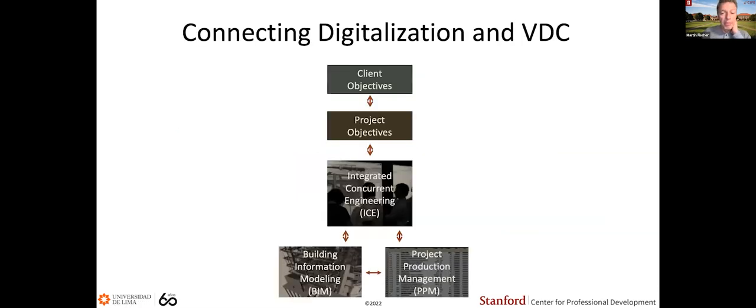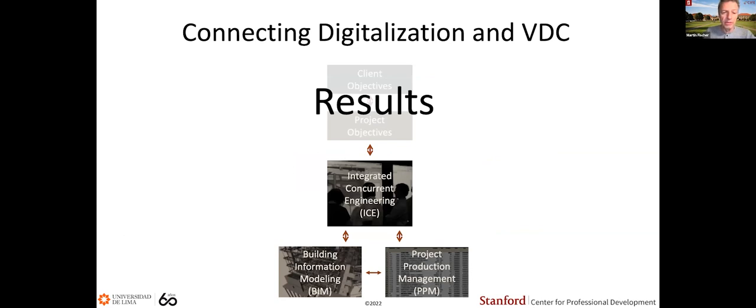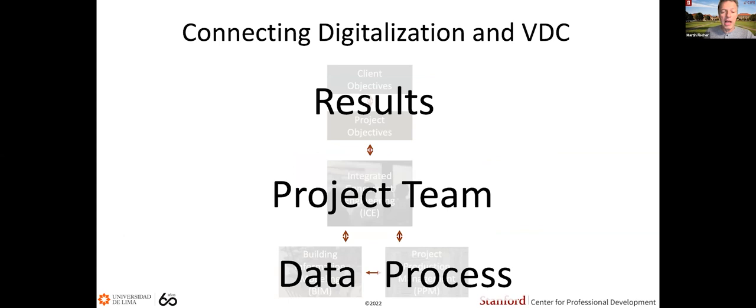Visualization is a very big theme, of course, today. And so VDC, just to connect VDC to visualization, of course, we want results. Everybody wants good results. We need a project team to get the results. But that project team can only do so much when it has good data and good process. You cannot have good results without good data and a good process. VDC helps you, again, put that whole story together. So hopefully you have gotten an idea of what VDC is, why at least I was motivated to work on it and put it together.